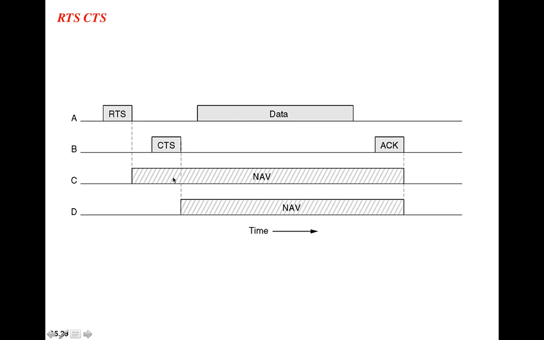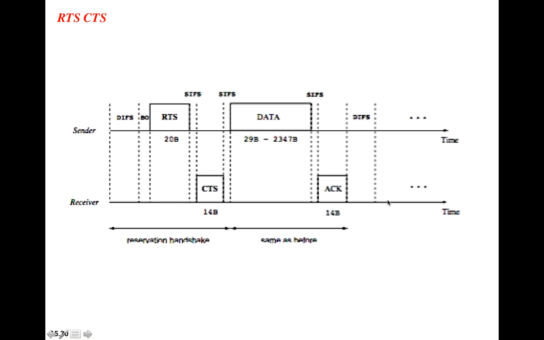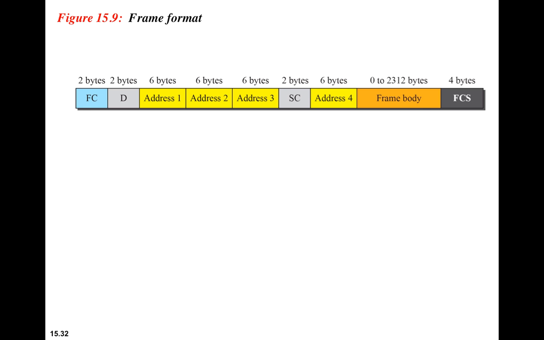Based on the scenario that we saw before, C would also be starting at this point and not in here, because C and D both set their timers after they receive the CTS from B. So they have set their network allocation vector accordingly. So this was an explanation of the hidden node problem.